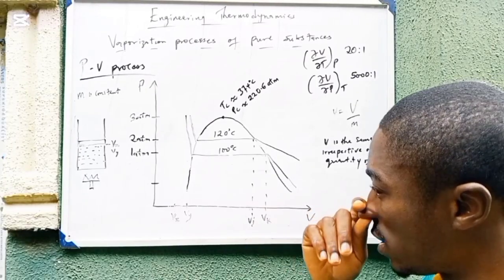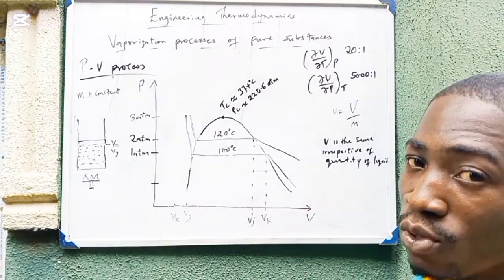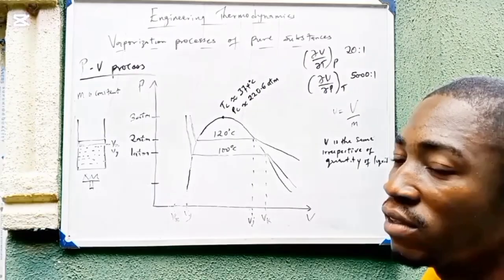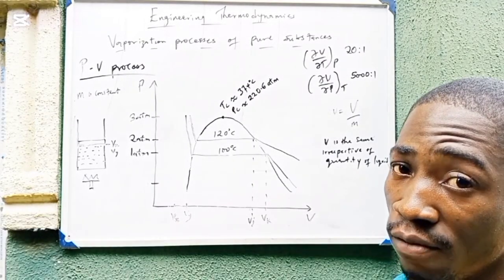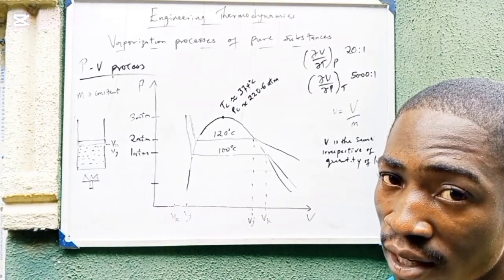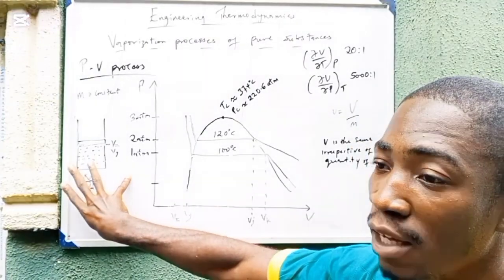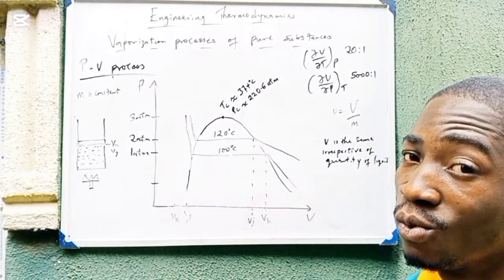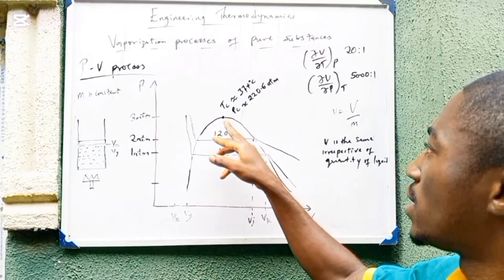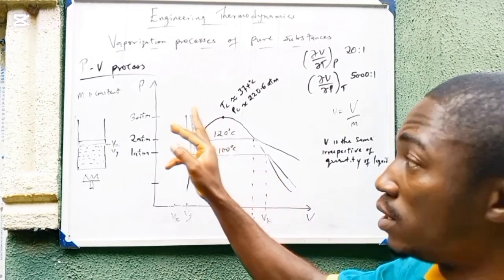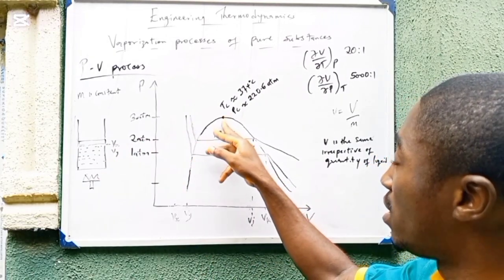So don't assume that we can reduce pressure to zero, because where we have zero pressure becomes a vacuum. That means there is nothing inside it. So for us to have water inside the system, that means the pressure cannot be reduced to zero.